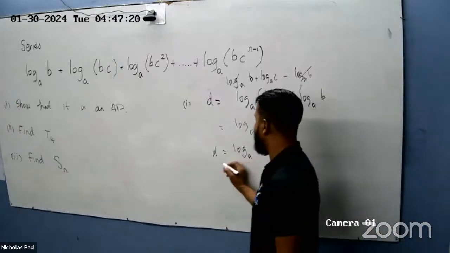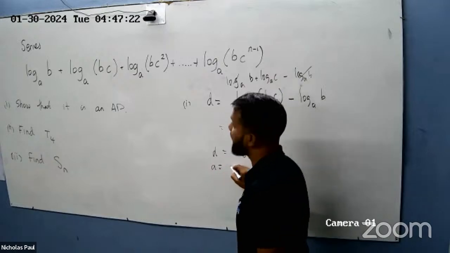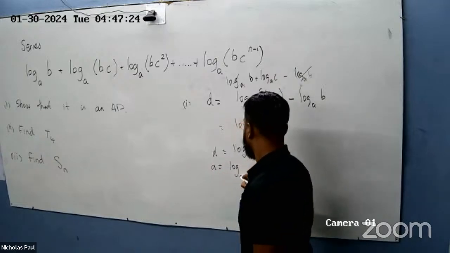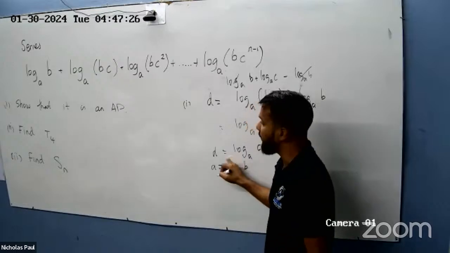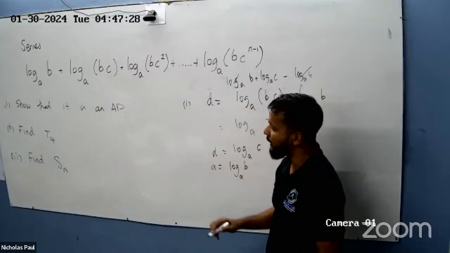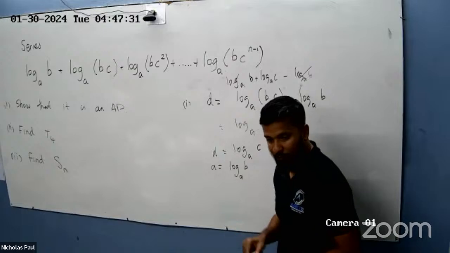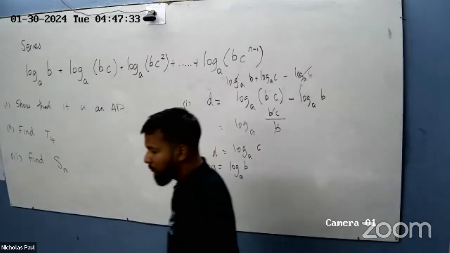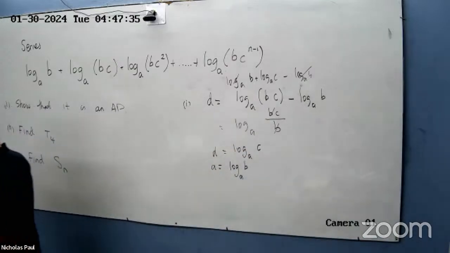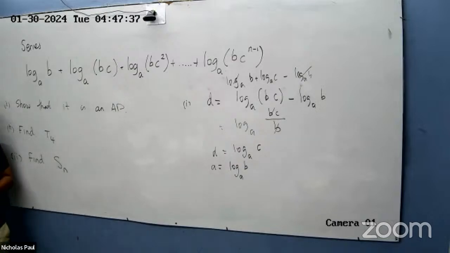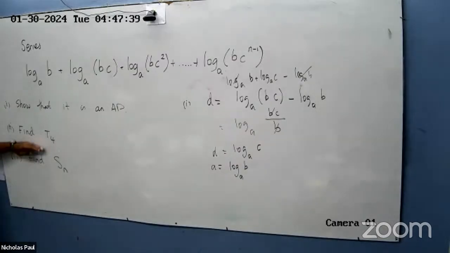Right? So you know D and you know A. You know A and D. Now try to find the fourth term and try to find Sn. Right? So you're just simply applying the log rules that you know. All right? Substituting the formula and using the log rules to make it look nice.